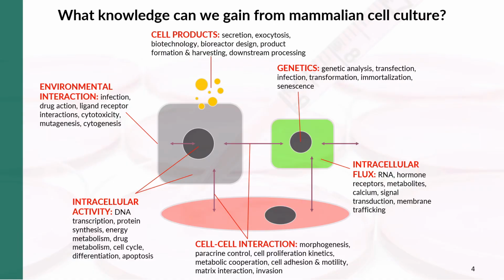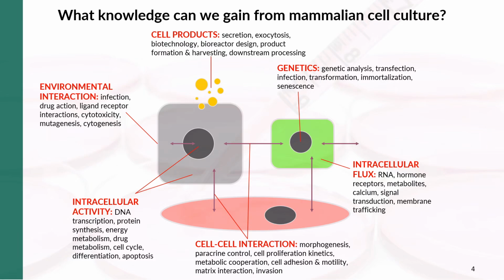You can look at metabolism, gene expression, signal transduction, protein synthesis, and even organelle function within the cells. You can also look at the environmental interaction. Okay, so what does this mean? It is the interaction between the cells that you are culturing and the surrounding environment, which includes, for example, the different cell culture media that you use and the substrate that you use. You can also play around with the physical conditions and study how the cells respond.